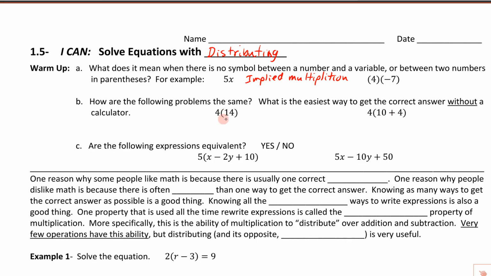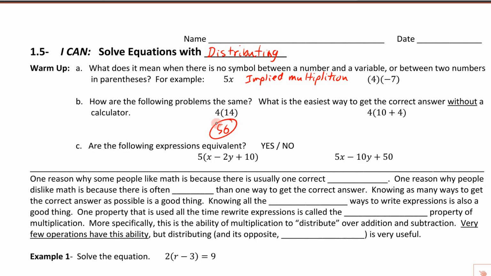Well, I don't know about you, but I didn't memorize my 14 times tables very well, so we could kind of think this through. What I was going to suggest is we did 4 times 10, that would be 40, and then 4 times 4, that would be 16, and then we add those together. So that's going to end up being 56, but we'd have to kind of think our way through that.